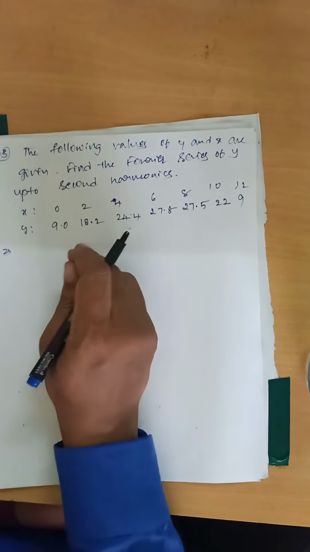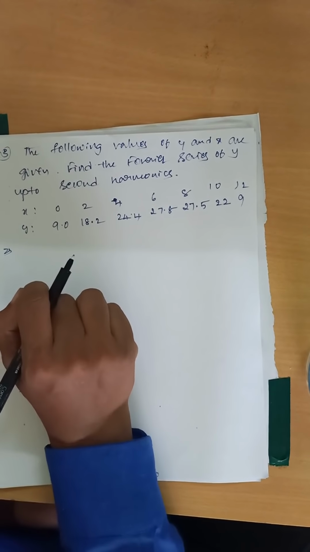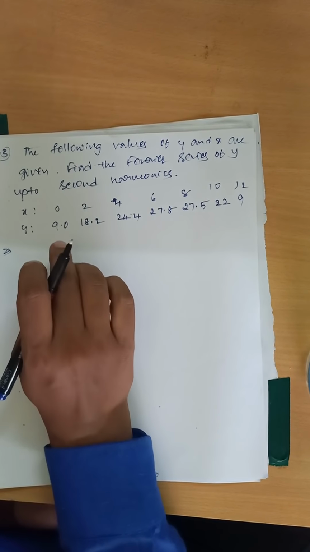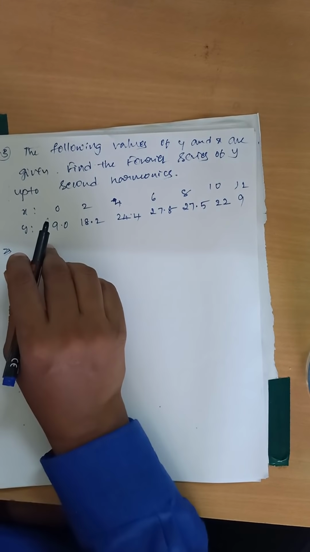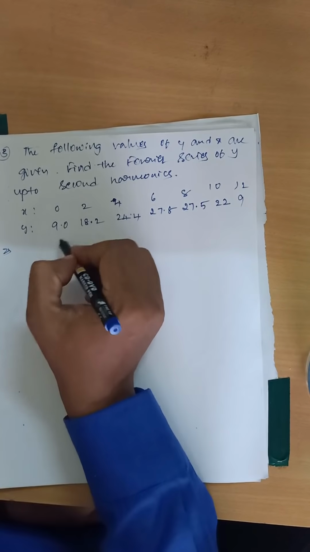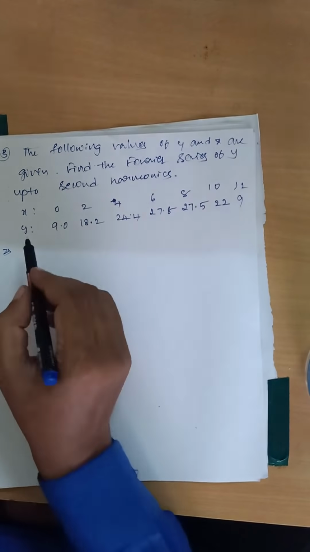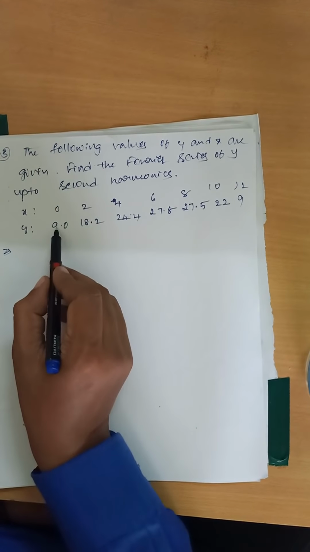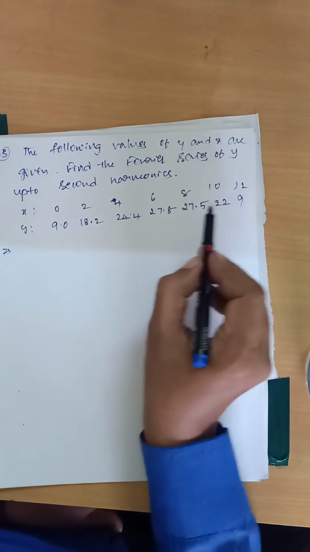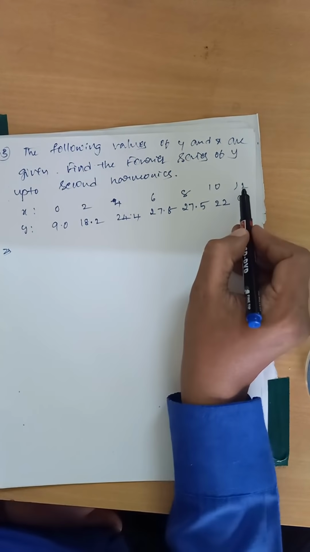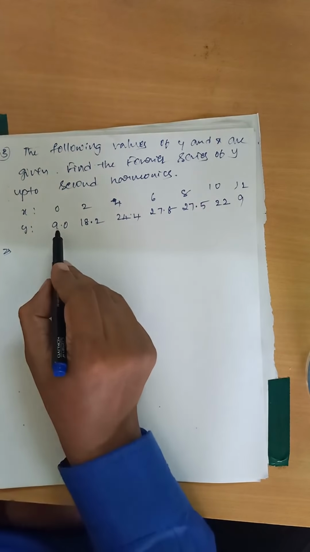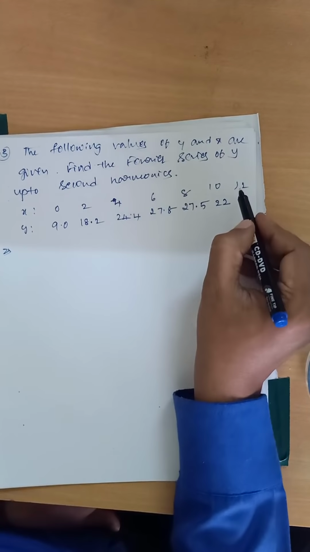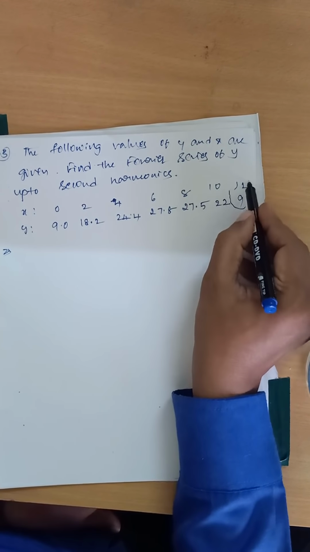So we already discussed these types of problems. In this method you must observe the x and y data. You see the first and last terms, here 9, here also 9. That means f of 0 equals 9, f of 12 equals 9. So the first and last readings are the same. You can neglect the last term.